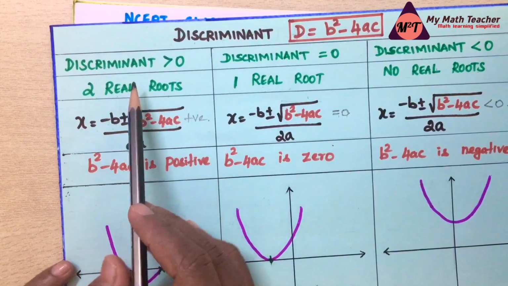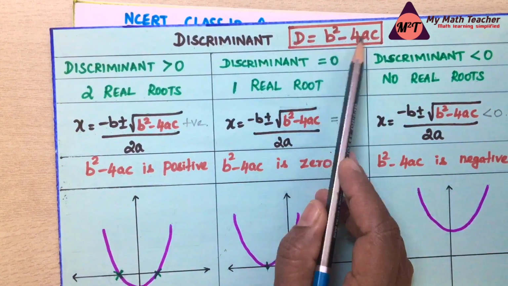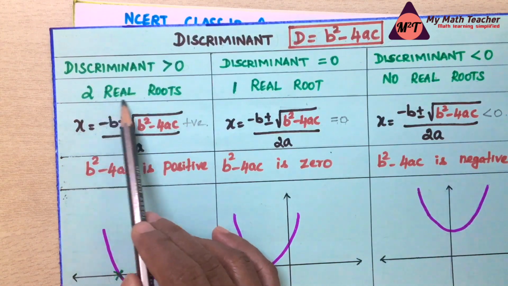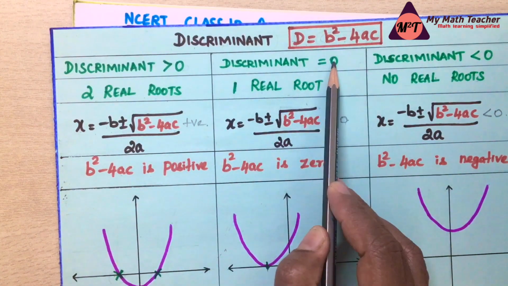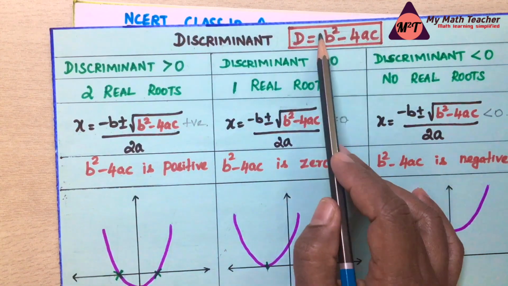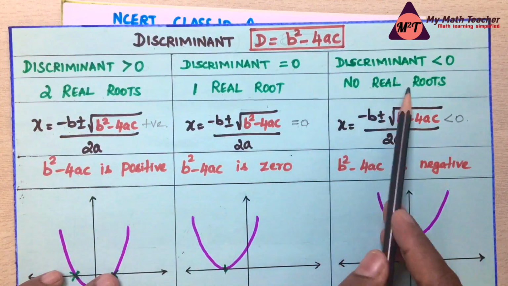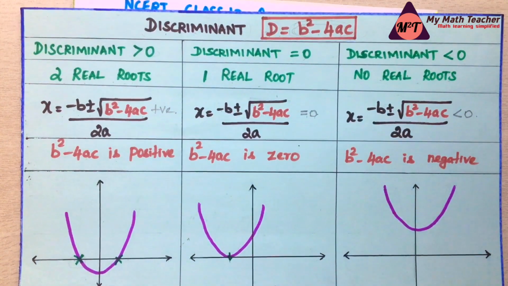To summarize, when the discriminant, what is the discriminant? Discriminant is b square minus 4ac. The value, if it is greater than 0, it will have two real roots. If the discriminant, this value is equal to 0, it will have one real root. If this value is less than 0, then it will have no real roots. Okay. With this information, let us move on to solve the exercise now.